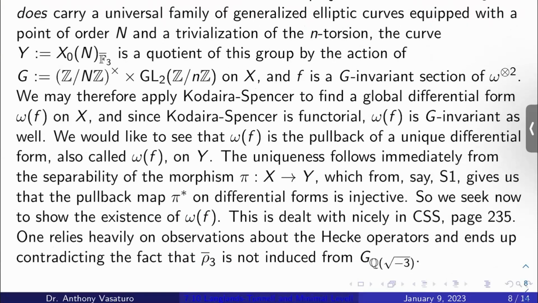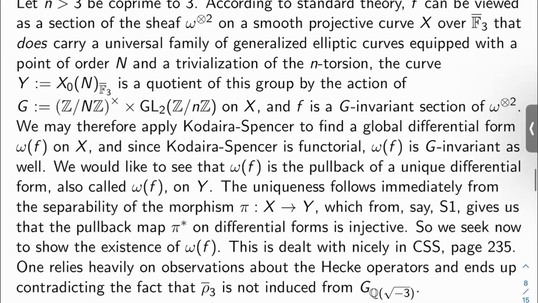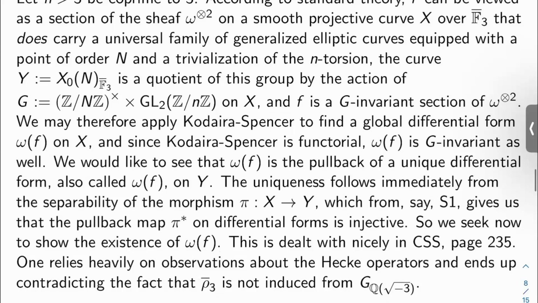This is a little bit tricky. I don't want to get into the details. It's dealt with nicely in Cornell, Silverman, Stevens, page 235. And basically, you rely heavily on observations about the Hecke operators, and you end up contradicting a fact that we haven't really used yet, as far as I know. But you use the fact that rho-bar_3 isn't induced from the Galois group of Q adjoined root -3, which we proved a couple of videos ago in this chapter. Okay, so you get what you want at the end of the day.